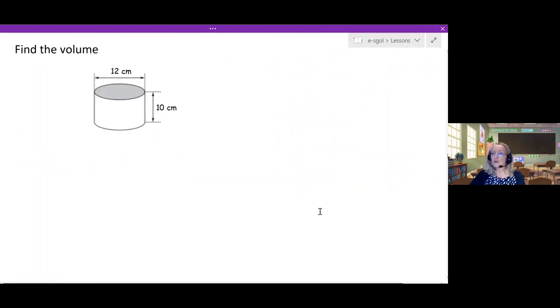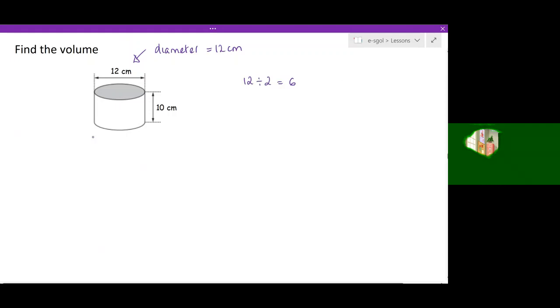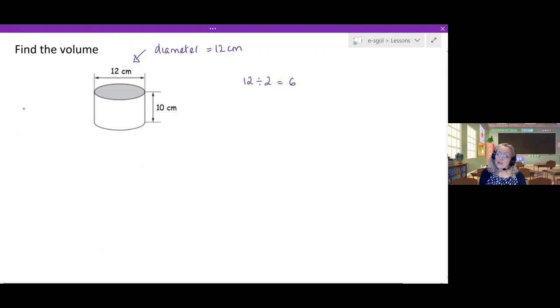So here's another one. On this one, I've been given the diameter. So on this one, I have a diameter of 12 centimetres. So the first thing I have to do with this one is I've got to work out what the radius is, and the radius is half the diameter. So I'm going to do 12 divided by 2 is 6, and I now know that this has a radius of 6 centimetres.